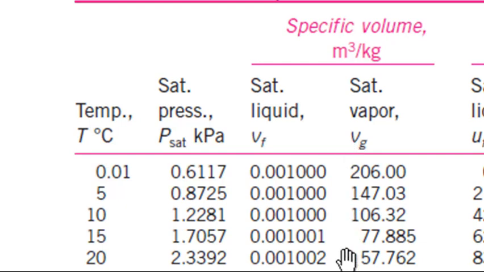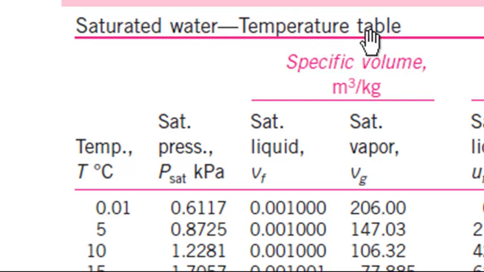But now you're in a situation where you found a specific volume that's slightly greater than this. So you're off to the right. If you use the quality equation, you would get a quality of, let's say, 105%. That's meaningless, right? A quality of 105% means that you're now outside of the two-phase envelope. You're no longer on this saturated water temperature table.